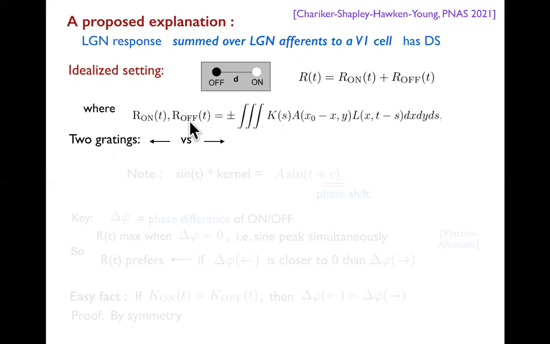So now I'm going to assume the responses of the on and off cells are just given by the convolution of the light intensity map with these kernels, okay? And then there are two gratings, because there are only two cells. It either comes from the right or from the left. Okay? So this is a simple enough mathematical setting where one could actually do things and even prove theorems.